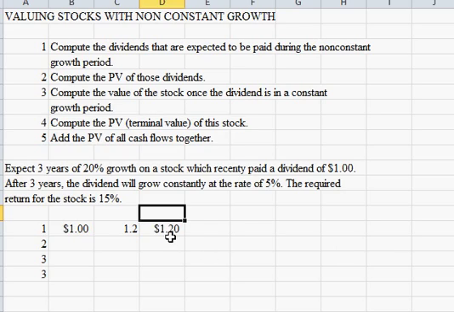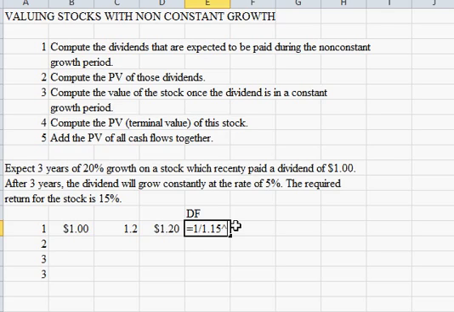But again, we're waiting a year, so we have to do the discounting. So we've got to make that $1.20 come back to a present value. Our formula, if you recall, for discounting is 1 divided by 1 plus the required return. So 1.15, 1 plus 15%. And then we raise it to the power with the shift 6, the caret.